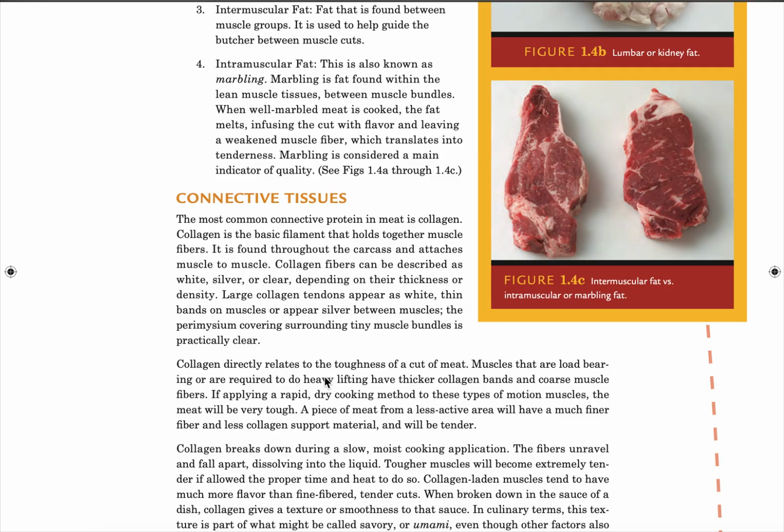4. Intramuscular fat. This is also known as marbling. Marbling is fat found within lean muscle tissues between muscle bundles. When well marbled meat is cooked, the fat melts, infusing the cut with flavor and leaving a weakened muscle fiber, which translates into tenderness. Marbling is considered a main indicator of quality.